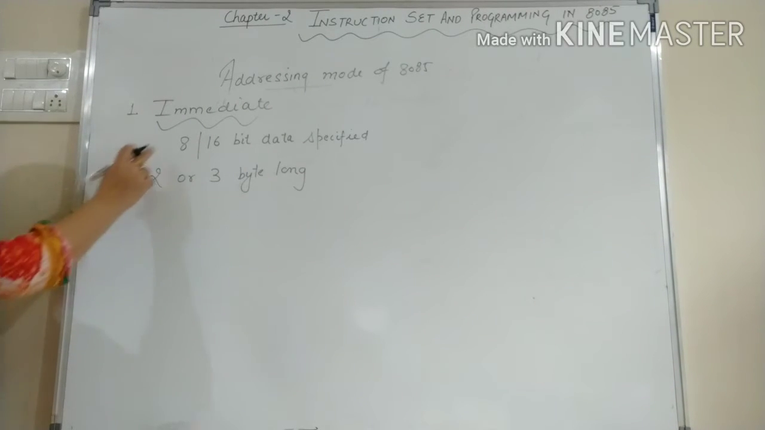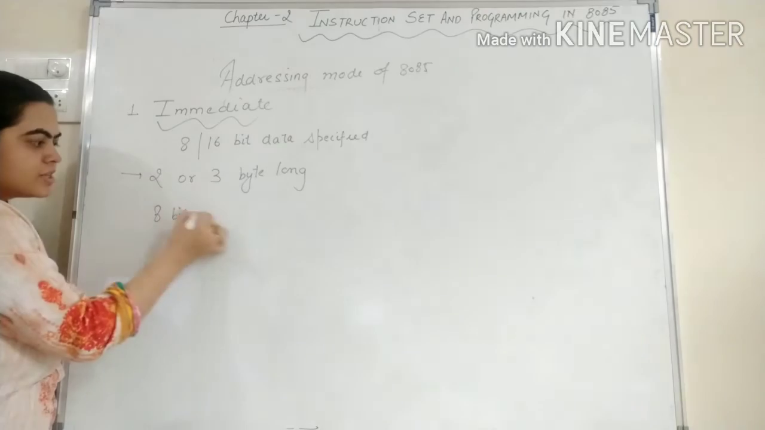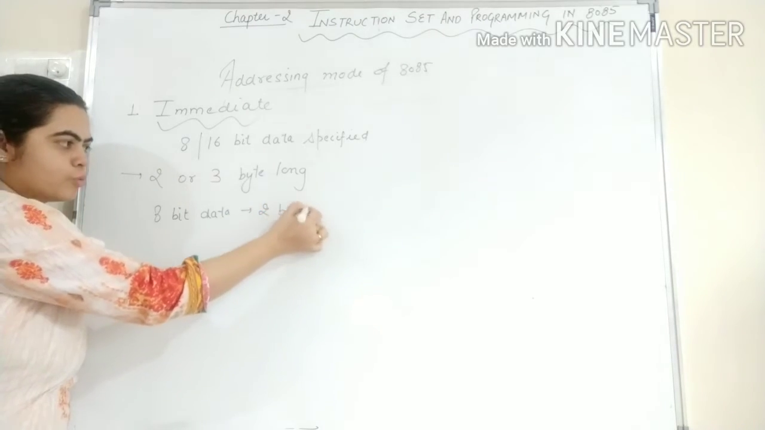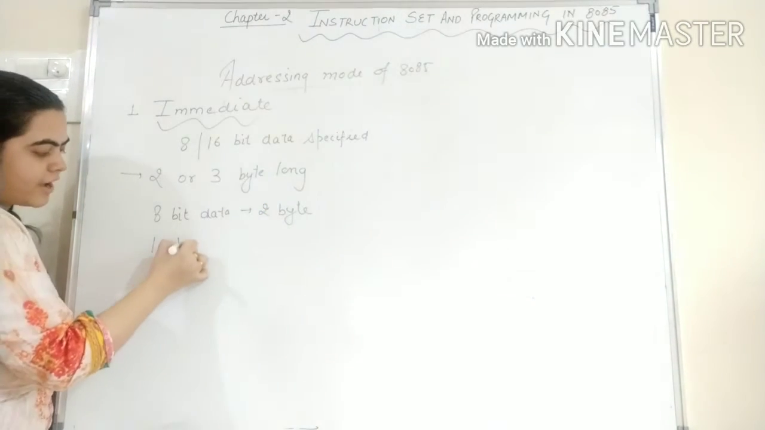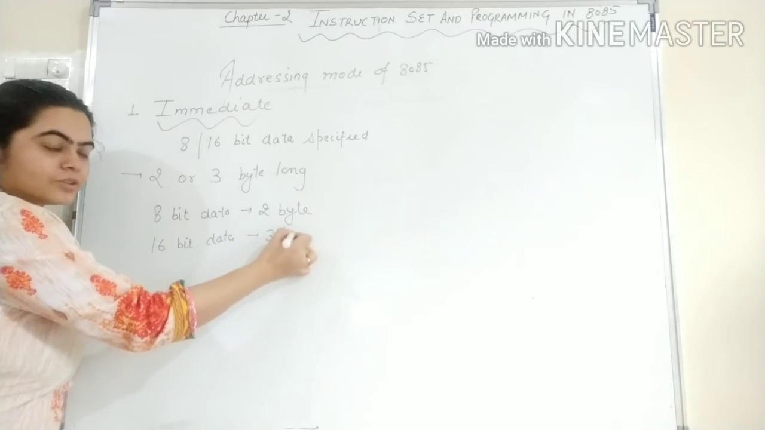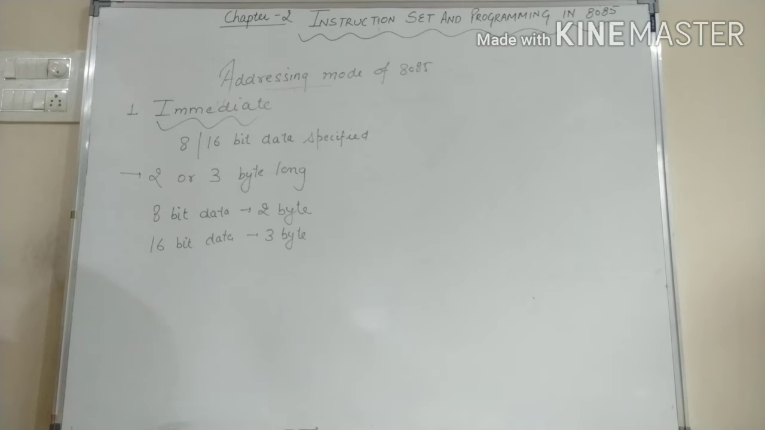So if in the instruction we have 8 bit data, then we can say that the instruction is of 2 bytes, and if in the instruction we have 16 bit data, then we can say that the instruction is of 3 bytes. Okay students, so this is the immediate type of addressing mode.